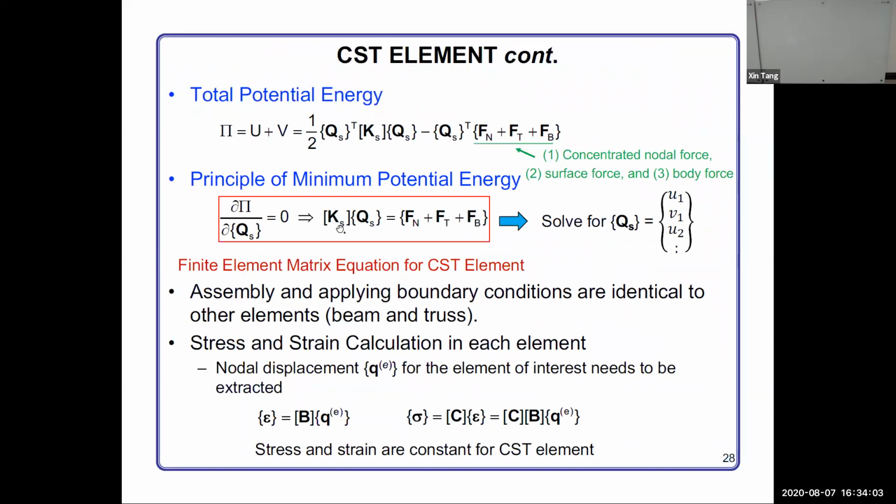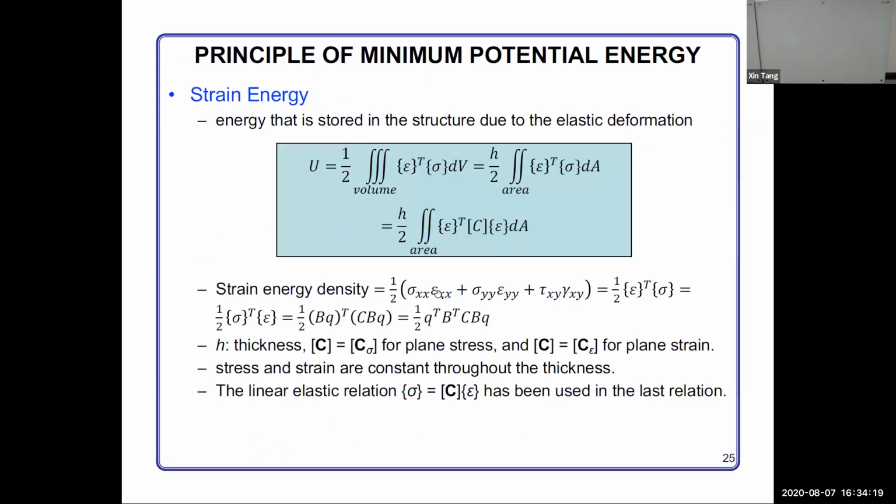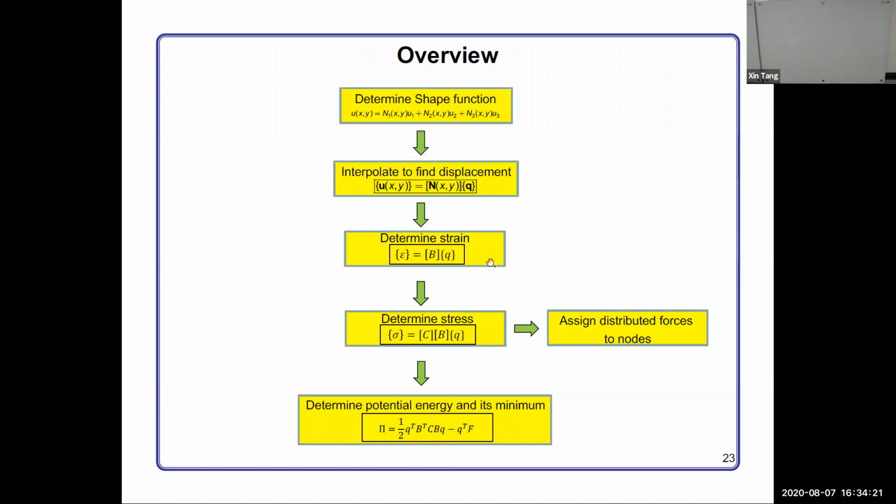Okay, so the global stiffness matrix times the global degree of freedom matrix QS equals the summation of external forces on the nodes. Those are all the aspects of CST elements we discussed.